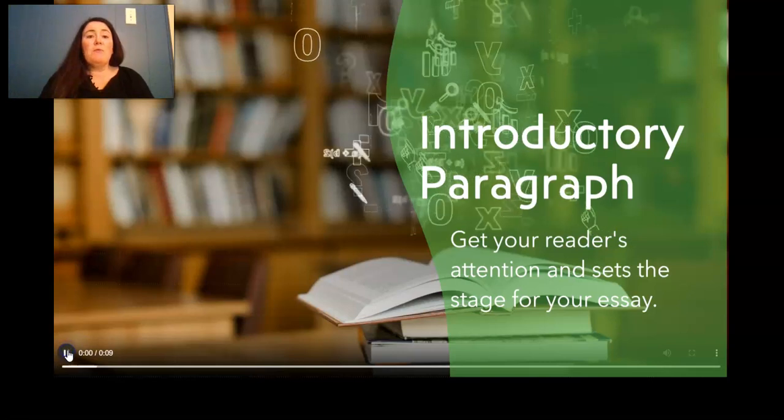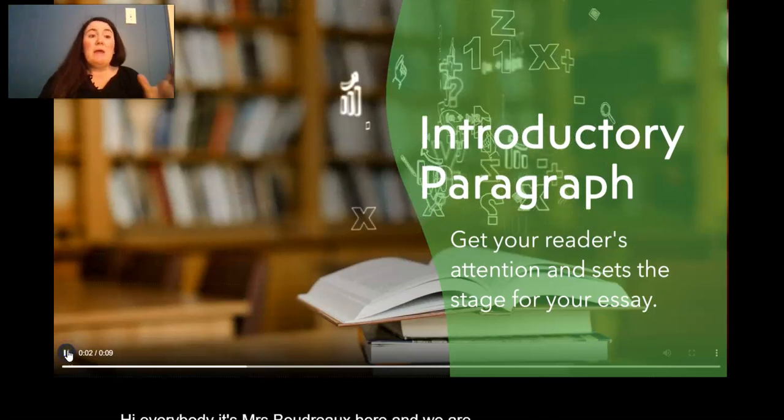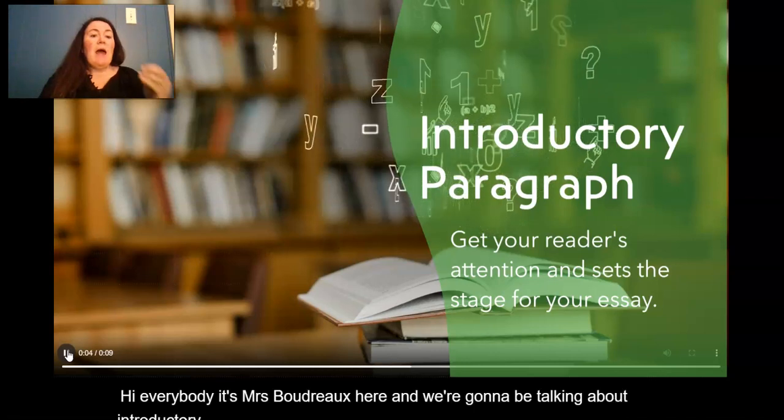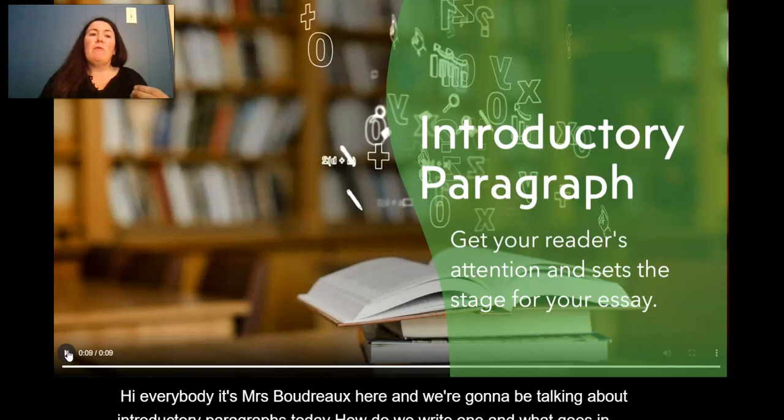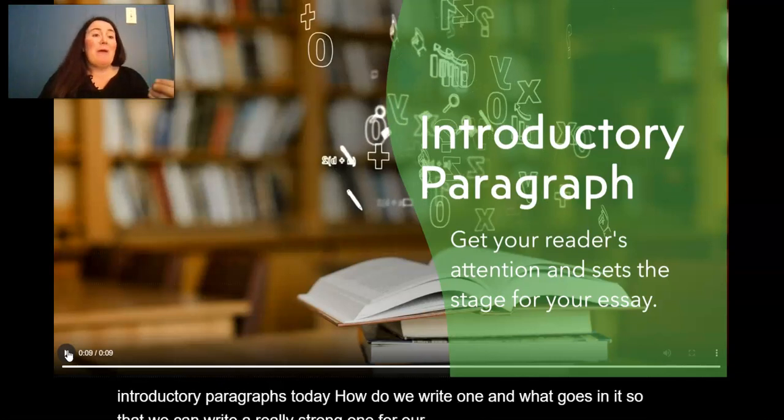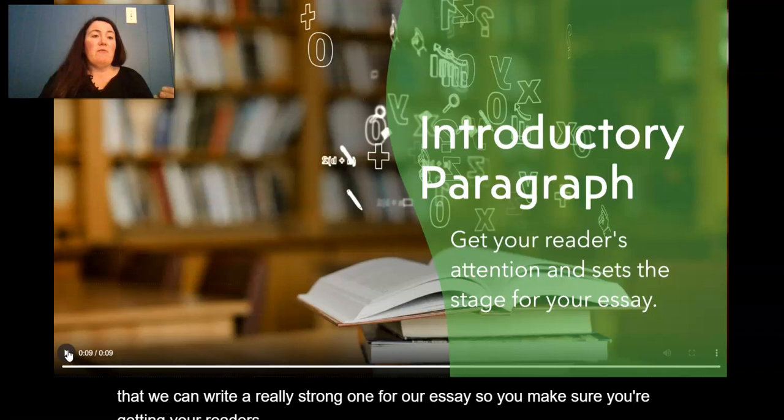Hi everybody, it's Mrs. Boudreau here, and we are going to be talking about introductory paragraphs today. How do we write one, and what goes in it so that we can write a really strong one for our essay? So you make sure you're getting your reader's attention and you set the stage for your essay.